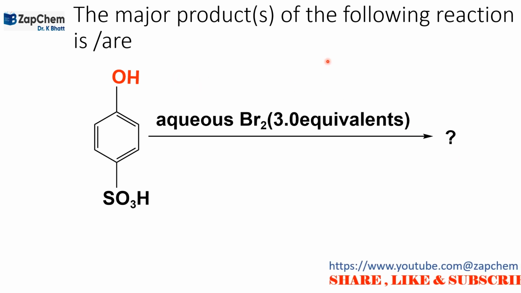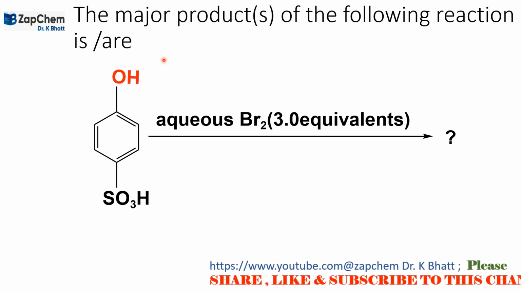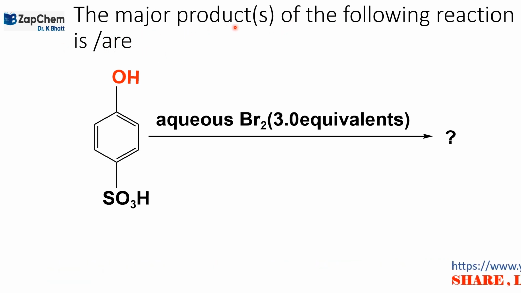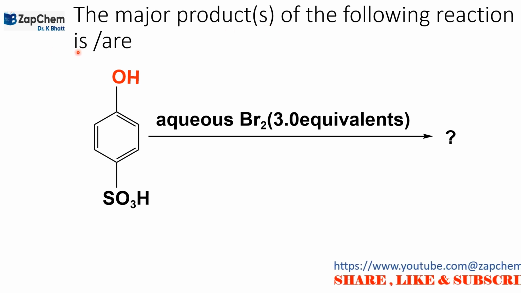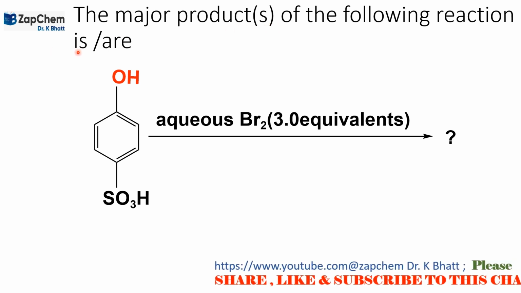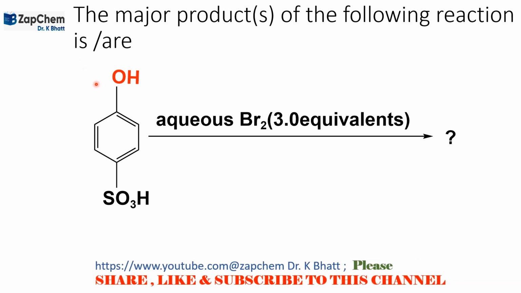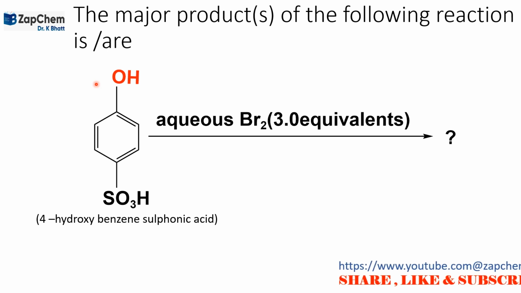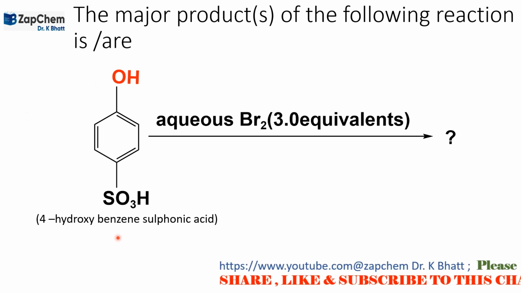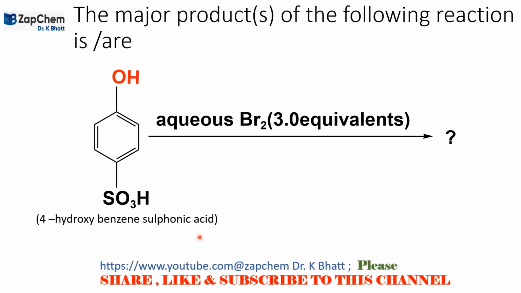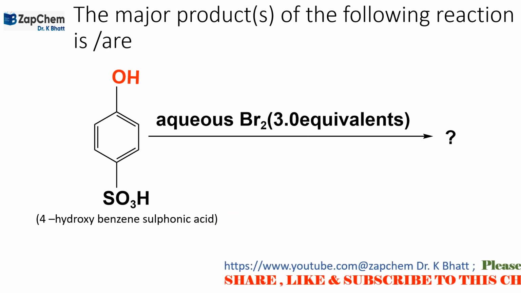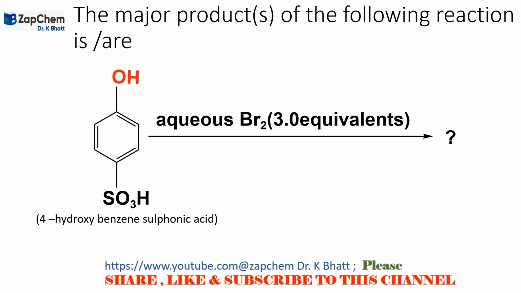Now, out of this, we have to choose and infer about the major product, although it is written as products, but the major product can be only one. And before we proceed to anything, we must know the name of this compound. And this compound is 4-hydroxybenzene sulfonic acid. This 4-hydroxybenzene sulfonic acid, when treated with aqueous bromine, three equivalents, of course, quantitative amount is also given.